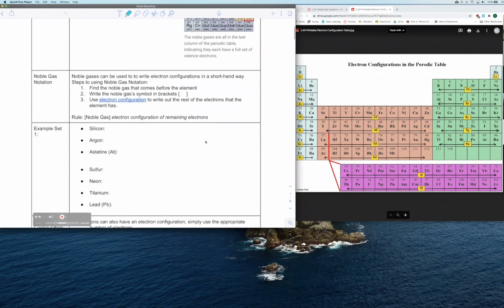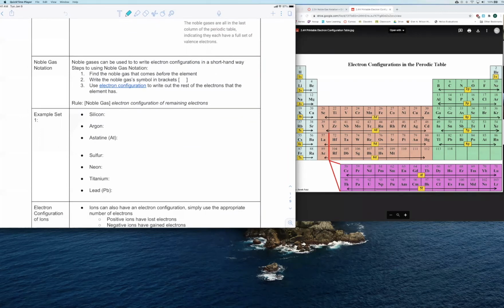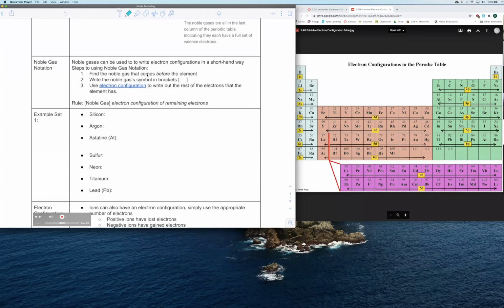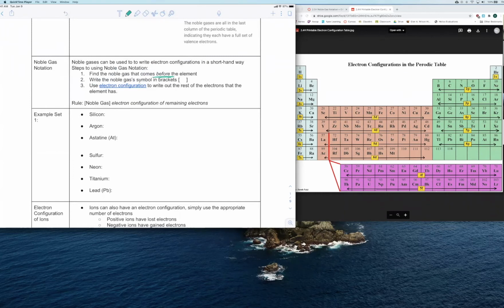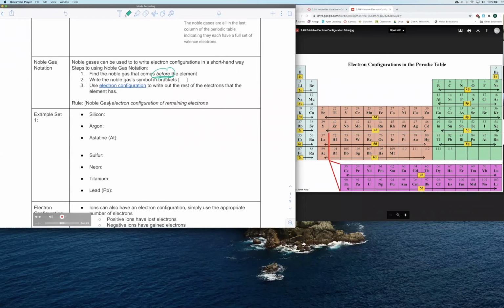So these are the steps to writing down a noble gas notation. First, you find the noble gas that comes before the element you're trying to write the electron configuration for. Then you write the noble gas's symbol in brackets, and then you just write out the rest of the electron configuration of the remaining electrons. So it's going to look like this.